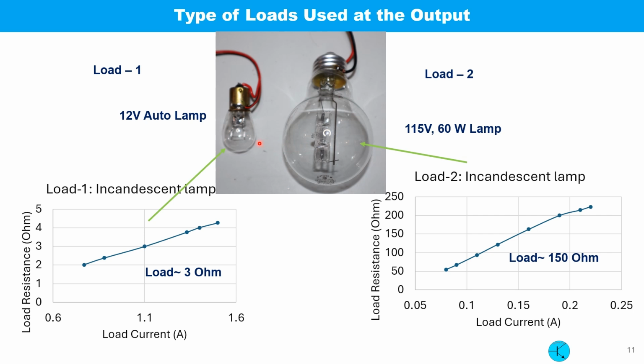For instance, at full power, the 12-volt lamp will have resistance approximately 6 ohm. On the other hand, the 115-volt lamp will have nearly 220 ohms. As I am not using the full power, I may consider 3 ohm for the 12-volt lamp and 150 ohm for the 115-volt lamp.